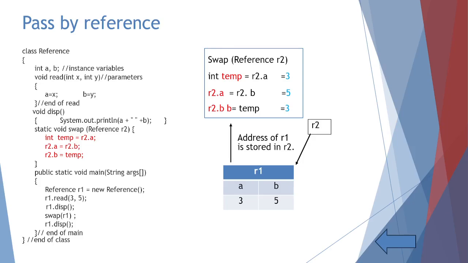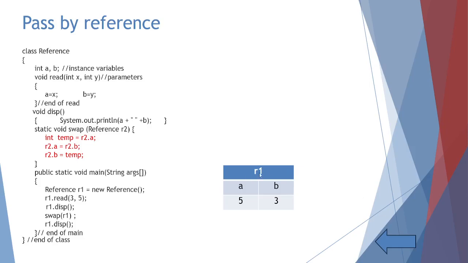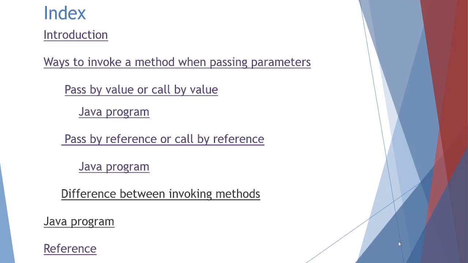Once these three statements are executed, in the memory of R1, A will be 5, B will be 3 because of swap method. Now, if we invoke the R1 dot disp method, 5 and 3 would be printed because the address is being sent. This is what is pass by reference. Let's see a Java program now.